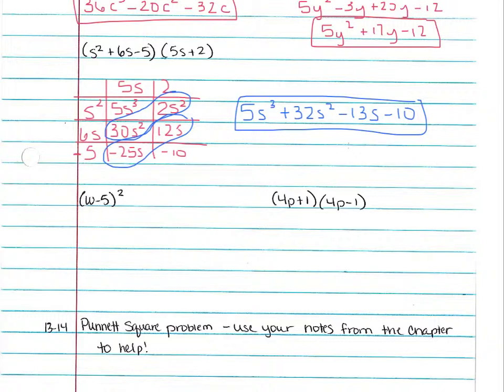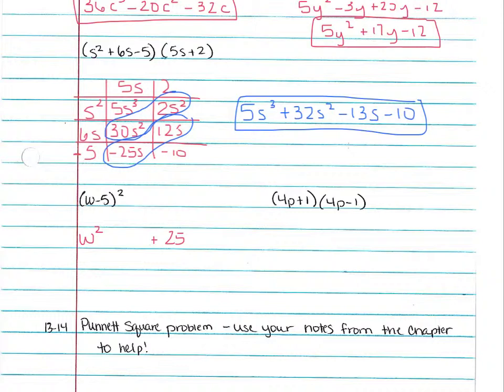In our next example, you can either follow the pattern that we learned, or you can use a square or the FOIL method to help you work this one out. But this is a difference of squares. So what we have is w minus 5 and all of that squared. The pattern tells us that you're going to have the w and you're going to square it, and you're going to have the negative 5 and you're just going to square it, and you're going to get a plus 25.